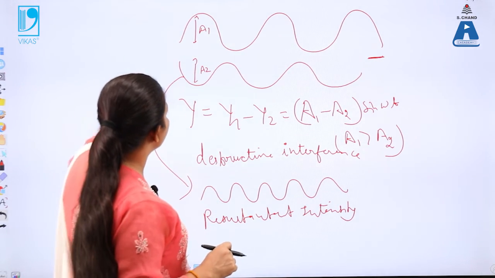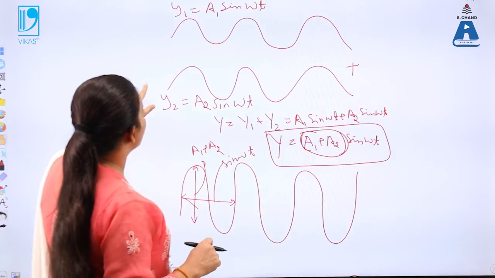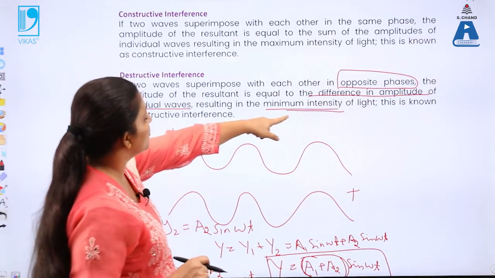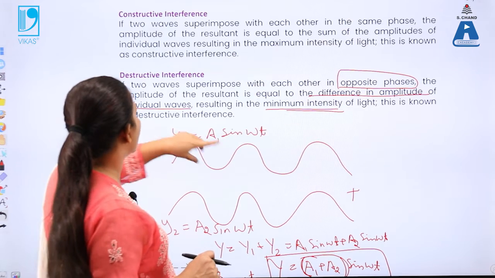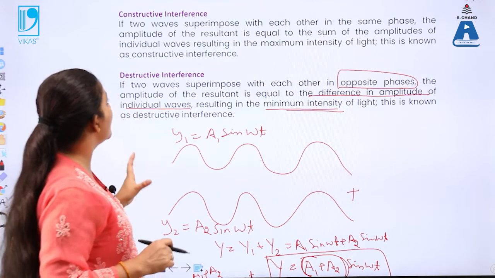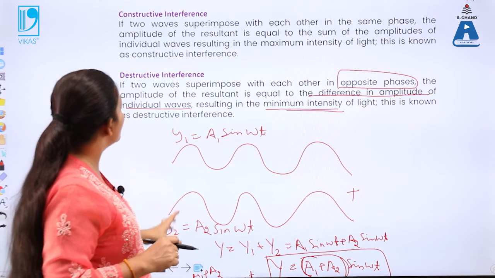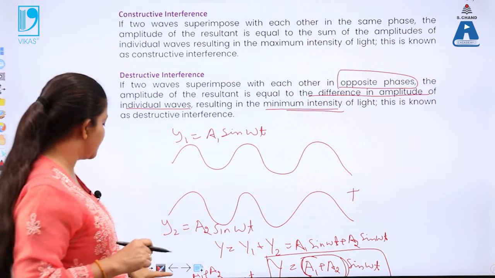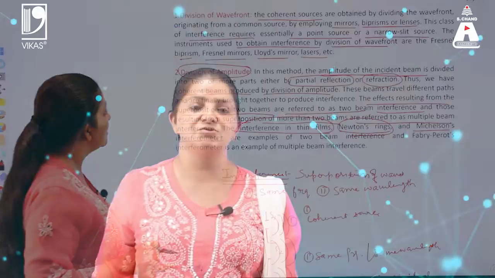So in the destructive interference, the amplitude will be minimum. So here we are getting minimum intensity of the light. So that is called the destructive interference. So interference is of two types, one is constructive and the second one is destructive interference. We understood the two types of interference, constructive and destructive, and how the waves superimpose on each other.